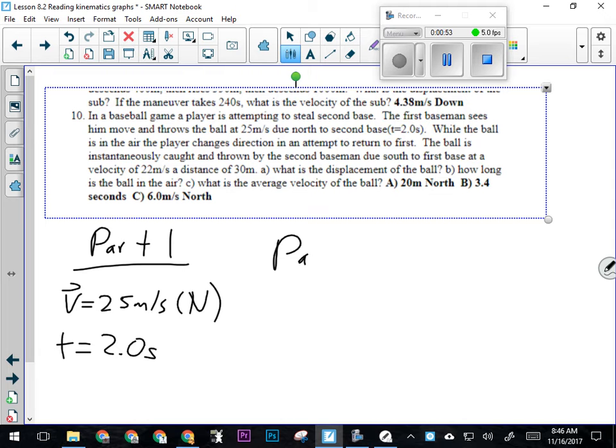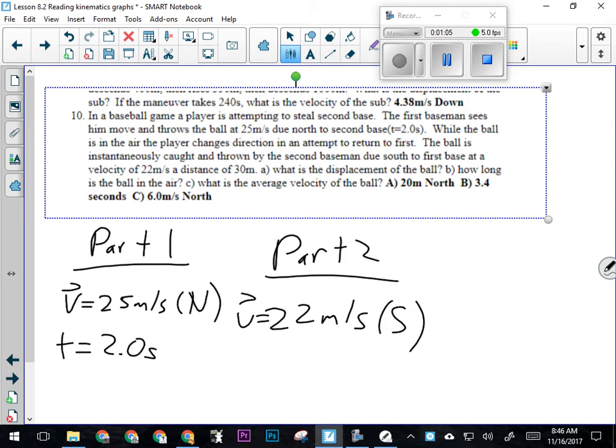Okay, so part two: since he's throwing it back to first base, that velocity is which direction? South. It doesn't outright say that, but it does say he throws it back, so that means the opposite direction. And that is a distance of 30 meters, but we'll say it's a displacement of 30 meters south.